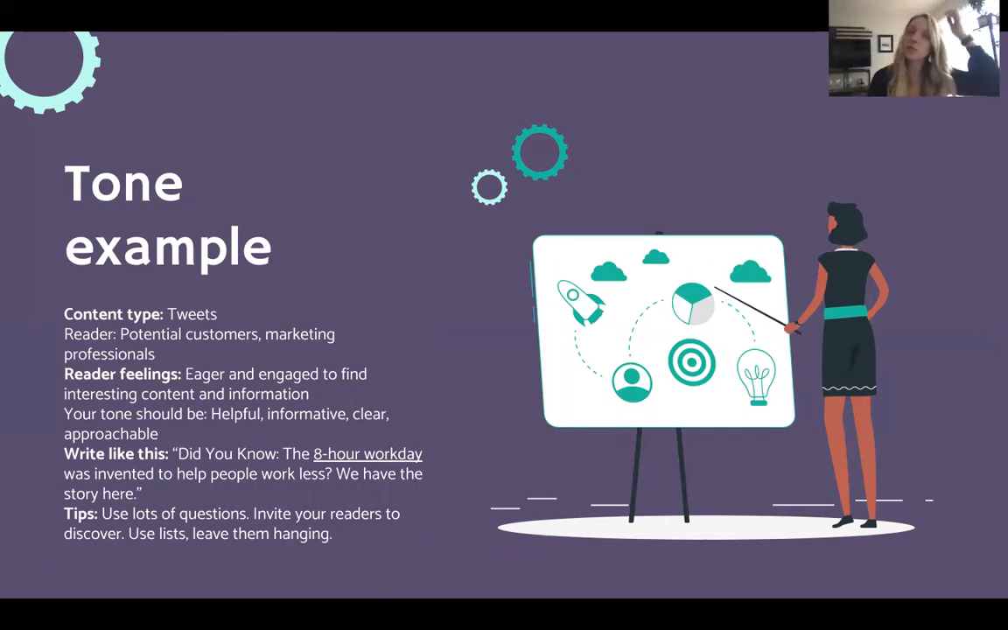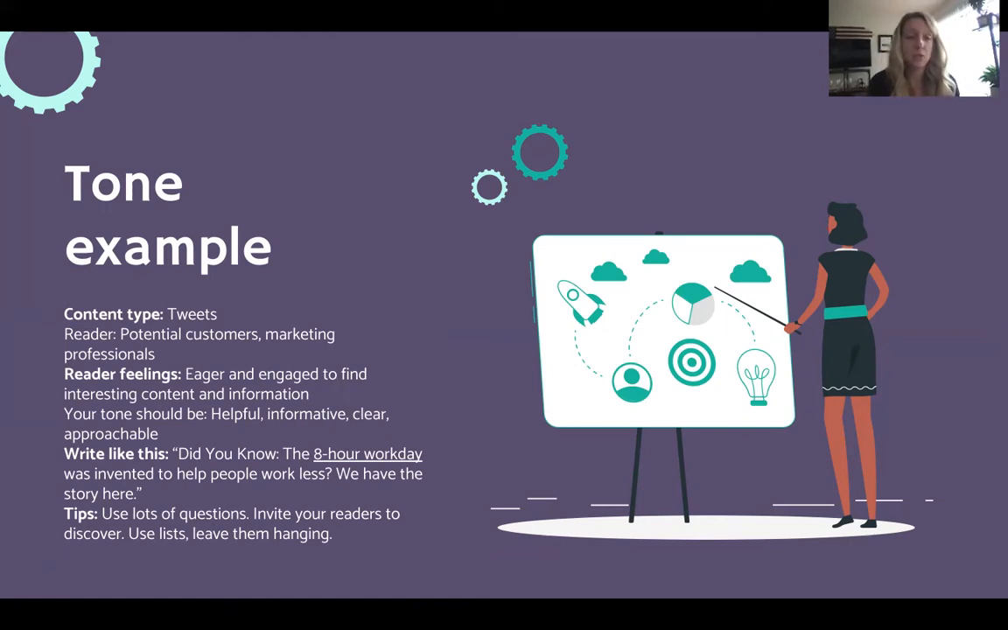So you always kind of want to obviously create that call to action, but you're seeing in that tweet, did you know? So these people are eager and engaged and interested in finding out information. So you're already clicking off one of their important needs. The 8-hour workday, these are professionals. They want to hear more about working less. So they're going to definitely click on that link below.